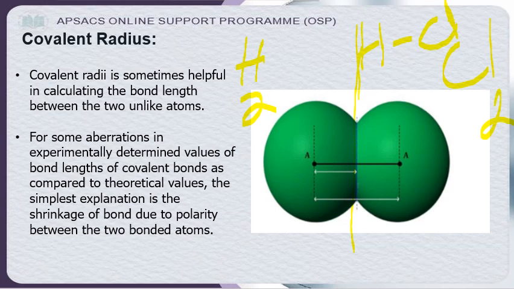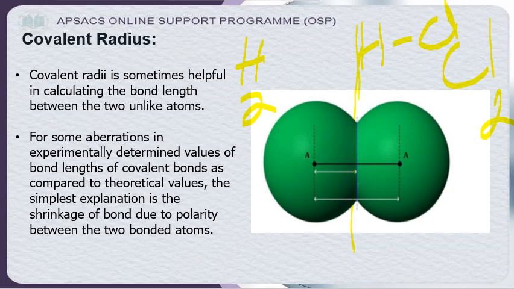If we calculate it by means of experiment, then there is a table given in your book as well, table 3.3, where the comparison of experimental and theoretical bond energies is given. You will find that for HCl, the bond energy is 431 instead of 338.9, which is calculated theoretically. So why is there such a difference?